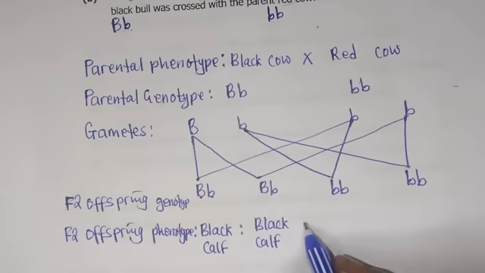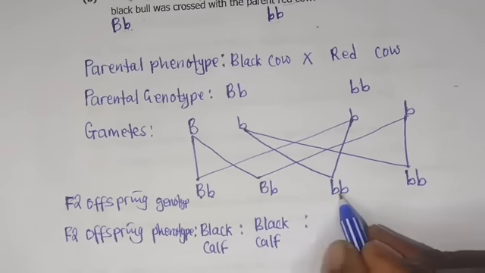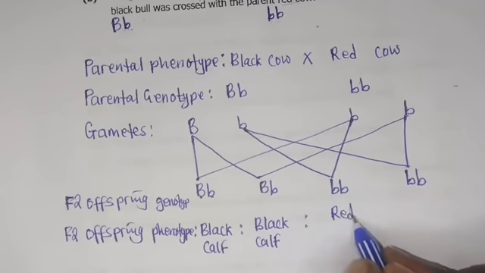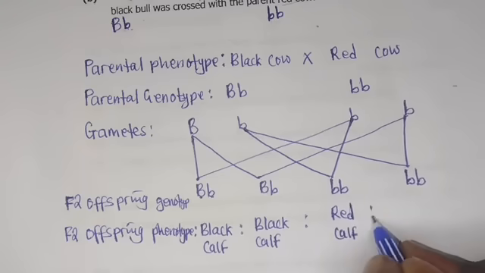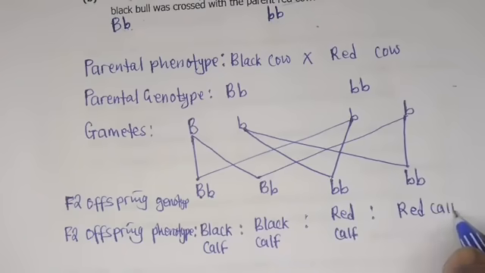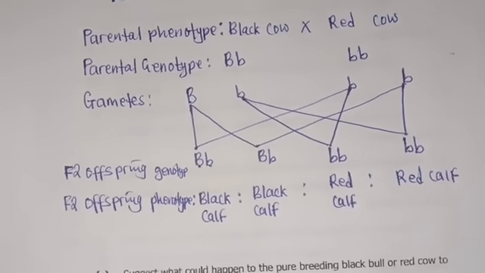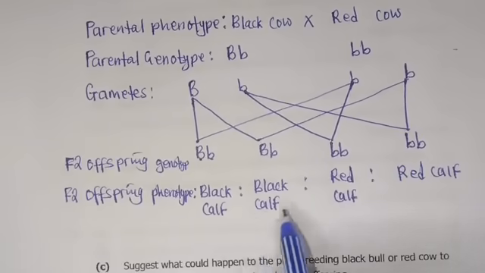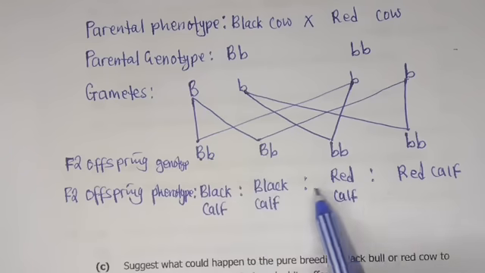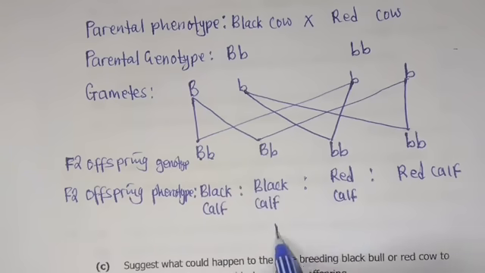Okay, we come to this one, bb, this one. So this will be a red calf. Also this one, the same, it will also be a red calf. Okay, so when you look at the ratios, you can see we have 2 black calves, again 2 red calves. So the ratio is 1 to 1.